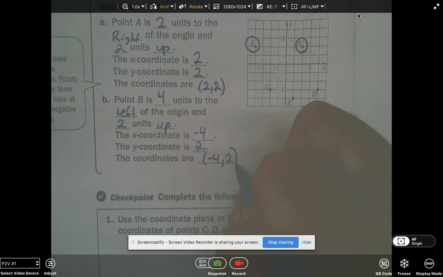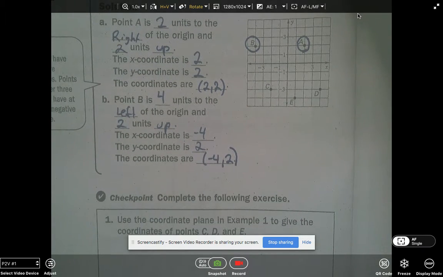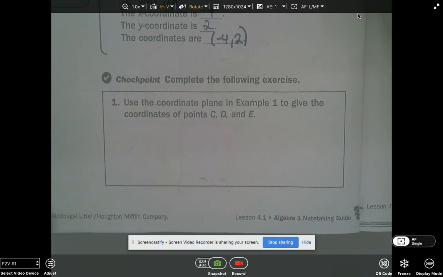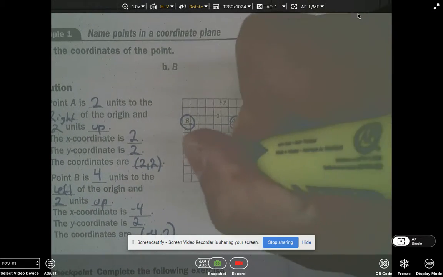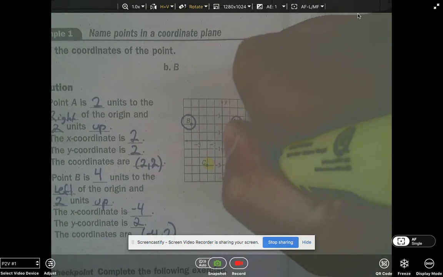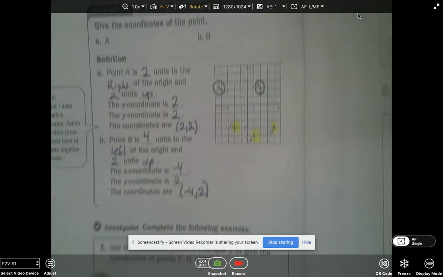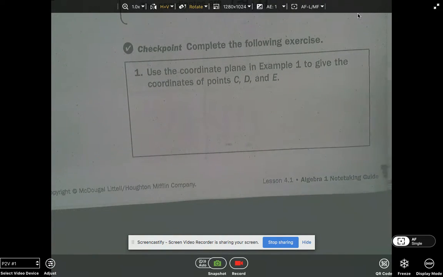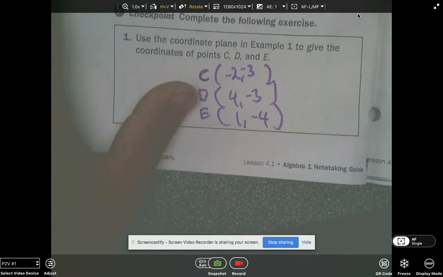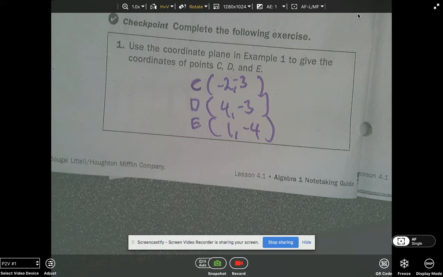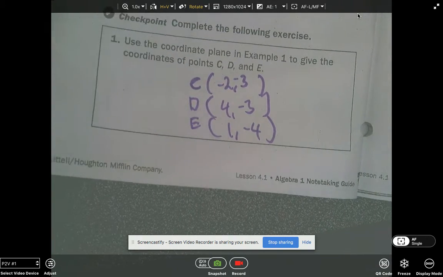-4, 2. Great. So I'm going to pause the video here. It's your first checkpoint. I want you to look at example 1 and give the coordinates of C, D, and E. So C, D, and E. Good luck. All right, so hopefully you're able to do that, and you got these answers. So C was -2, -3, D was 4, -3, and E was 1, -4.